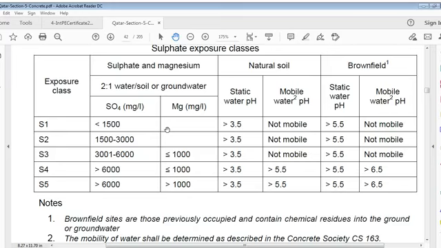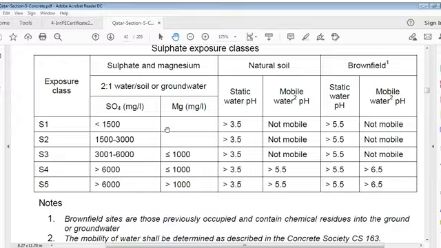Water soil or groundwater, then natural soil and brownfield. In natural soil: static water pH, mobile water pH. In brownfield: static water pH and mobile water pH. Now SO4 in milligram per liter, under 2:1 water soil extract or groundwater. So let us see S1, which is SO4 less than 1500 milligram per liter.